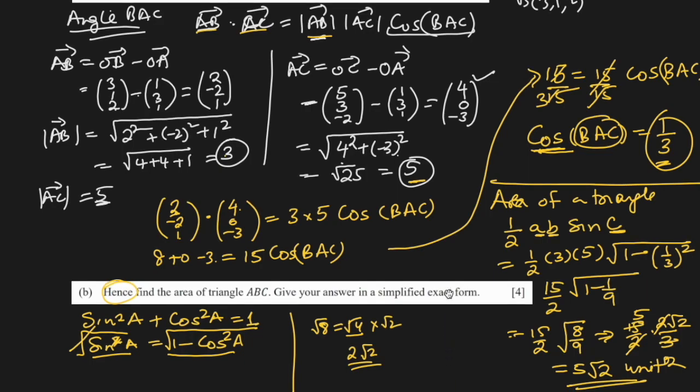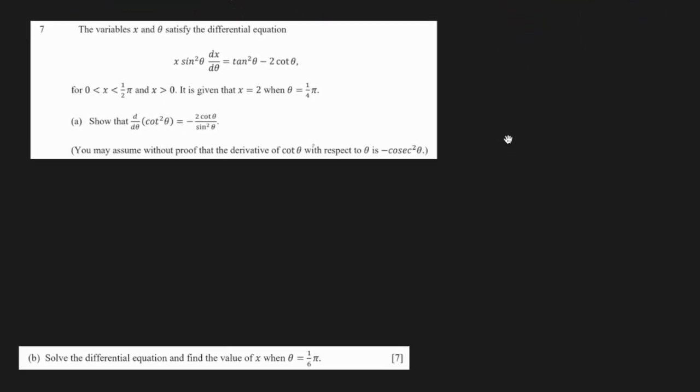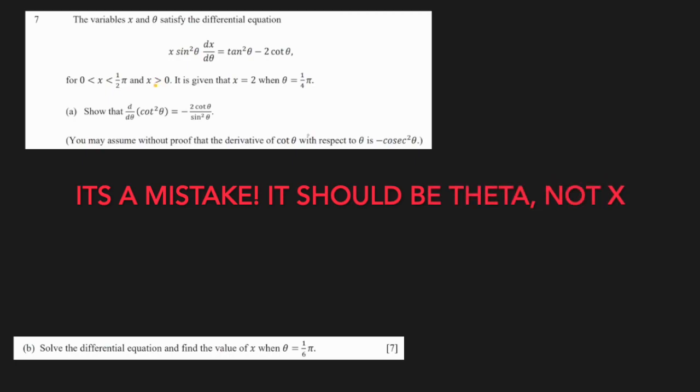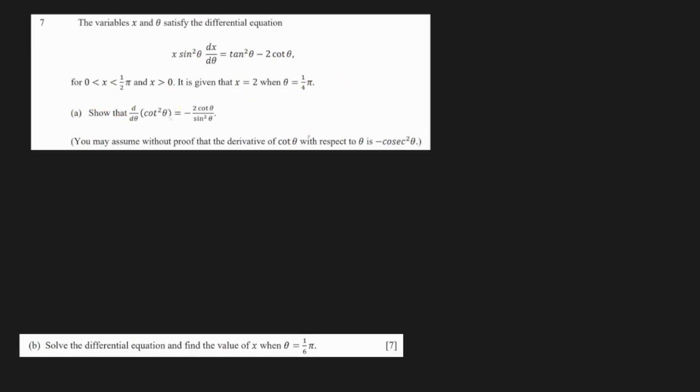Let's move on to the next question, number 7. Variables x and theta satisfy the differential equation given. x is between 0 and half pi, x is greater than 0. It is given that x is equal to something when theta is this. Part A: show that the differentiation of cot square theta with respect to theta is this. So it has nothing to do with the previous explanation, just differentiate.